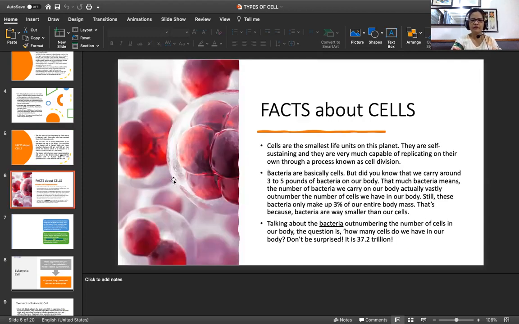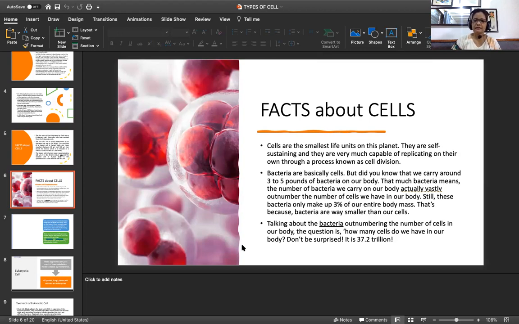Additional facts about cells. Cells are the smallest life units on this planet. They are self-sustaining. You can compare them with a big house which can support a family to survive, a house which has complete parts.